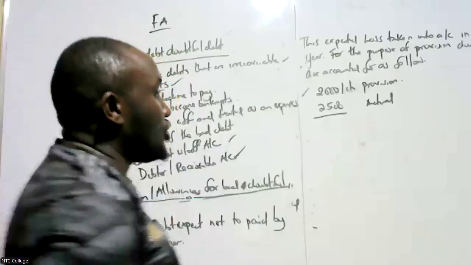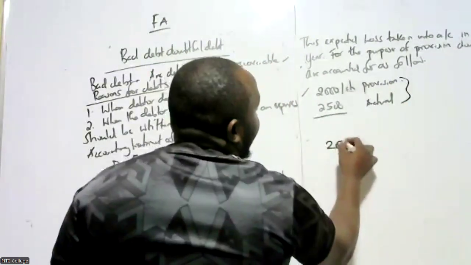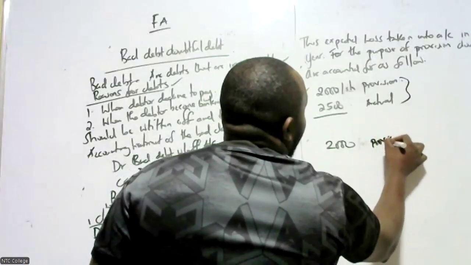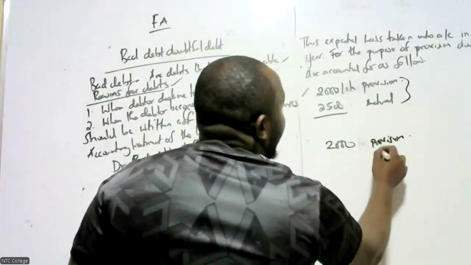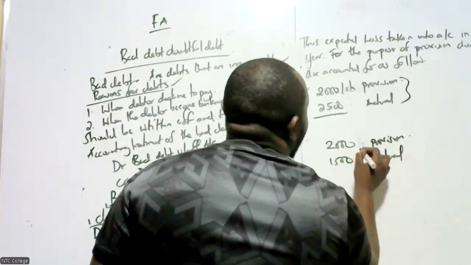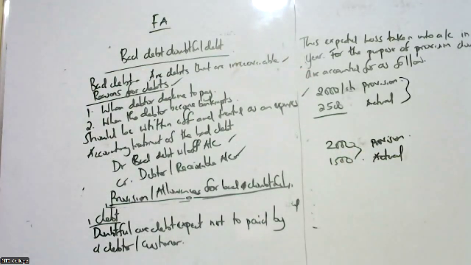And then we have scenario 2. There is an increase in provision. In scenario 2, we have 2,000 as the provision that was made on the TB. Then the actual at the end, we have a figure of 1,500. Those are the two scenarios that we have.